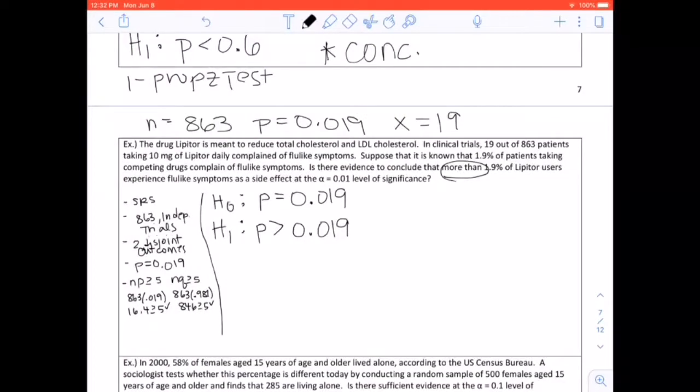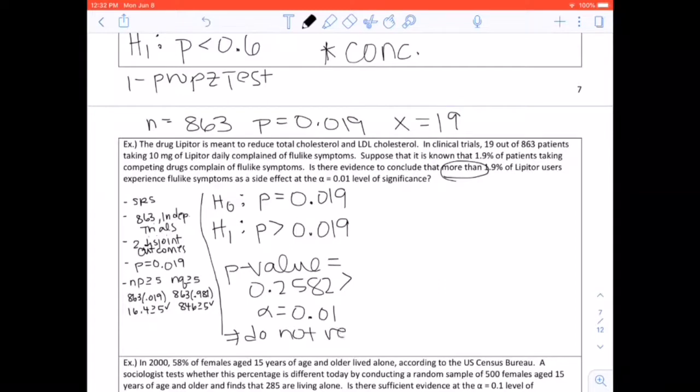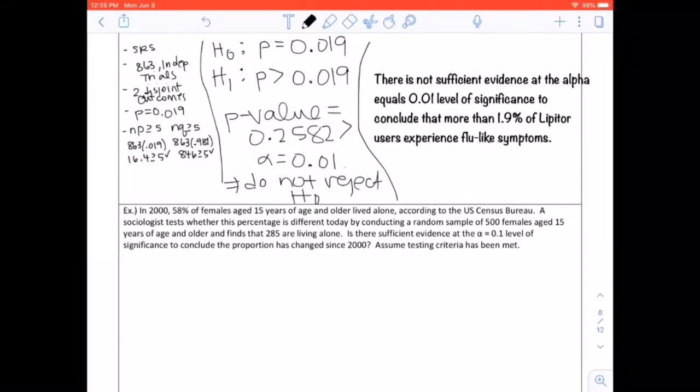So from the calculator, we get a p-value equal to 0.2582, which is greater than alpha, which is equal to 0.01. And this means we do not reject H0. So from here, we need to write a conclusion. So we can conclude that there is not sufficient evidence at the alpha equals 0.01 level of significance to conclude that more than 1.9% of Lipitor users experience flu-like symptoms.